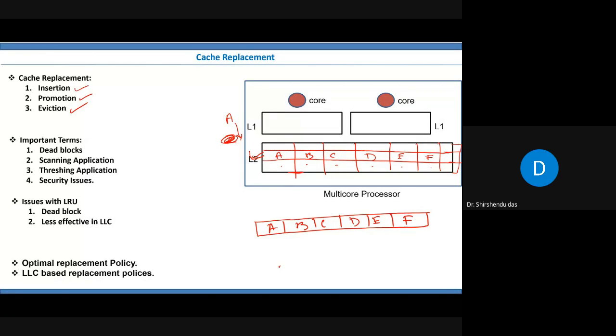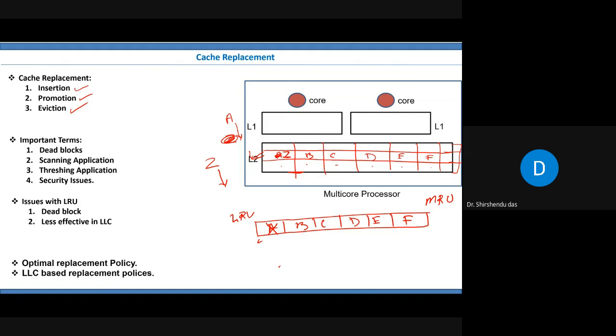Suppose this is LRU and this is MRU. Now in this scenario, if a new block Z arrives, how will we place it? We'll simply remove this block, because this is the LRU block, and we'll place Z here. So in a real set, what will happen? This A will be removed and Z will be placed here, but Z is actually an incoming block.